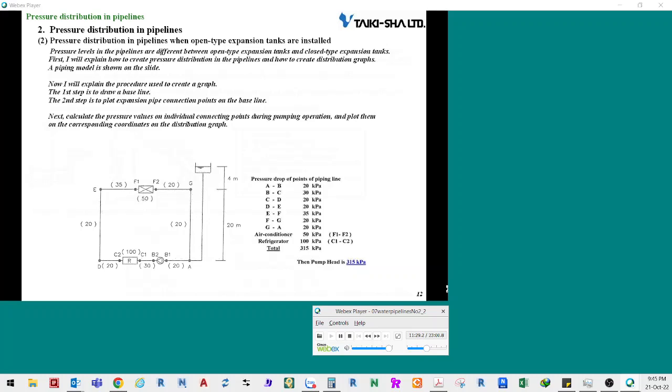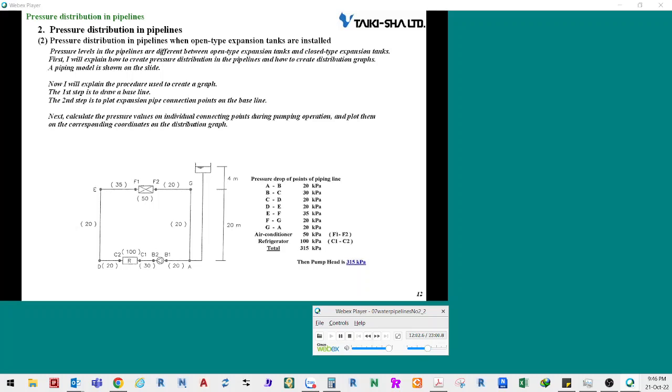Pressure distribution in pipelines when open-type expansion tanks are installed. Pressure levels in the pipelines are different between open-type expansion tanks and closed-type expansion tanks. First, I will explain how to create pressure distribution in the pipelines and how to create distribution graphs. A piping model is shown on this slide. Now I will explain the procedure used to create a graph.